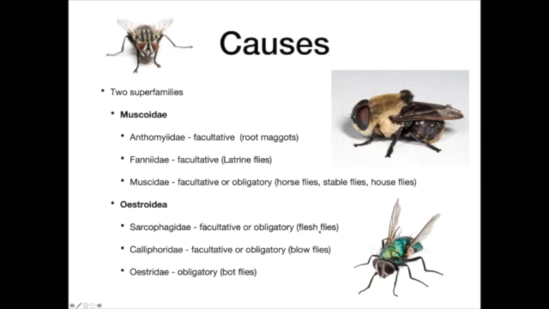In the Oestridae, we have flesh flies, blowflies, and botflies. These are the ones that are really the big myiasis-causing flies.